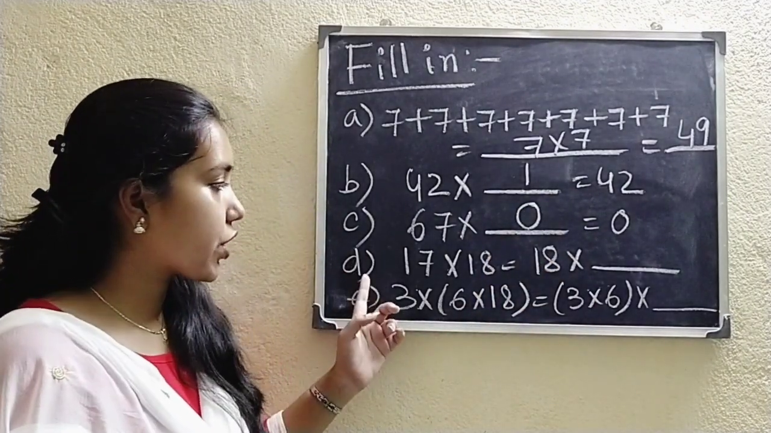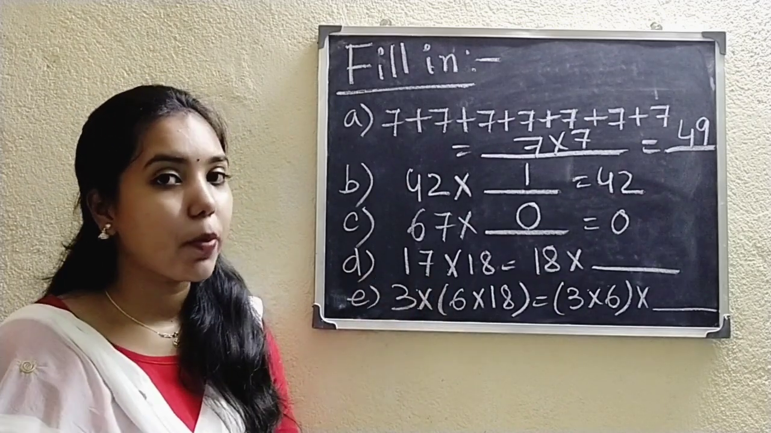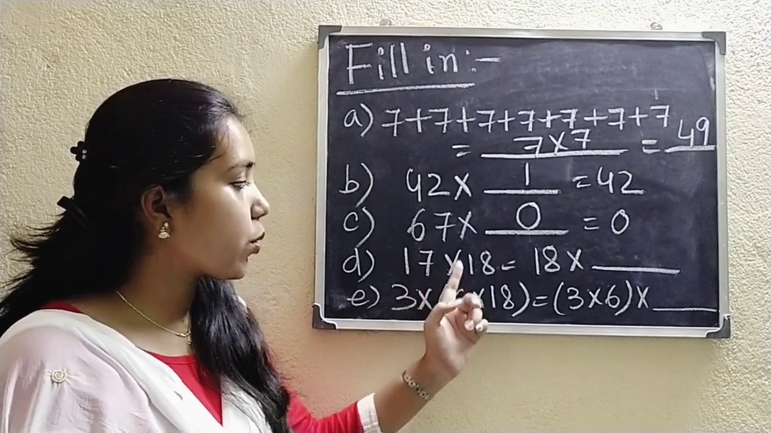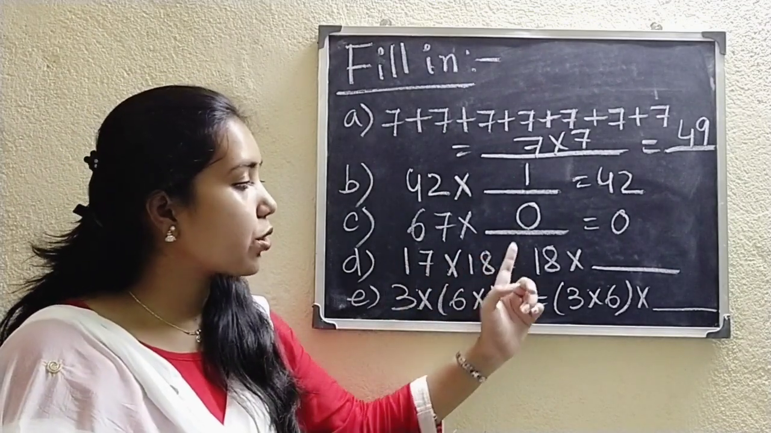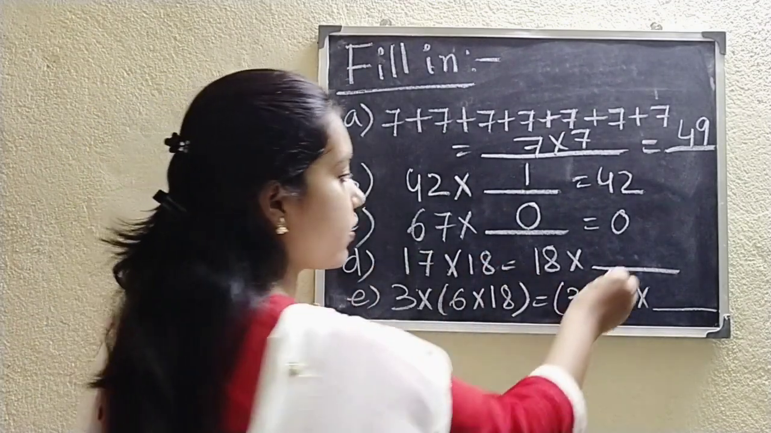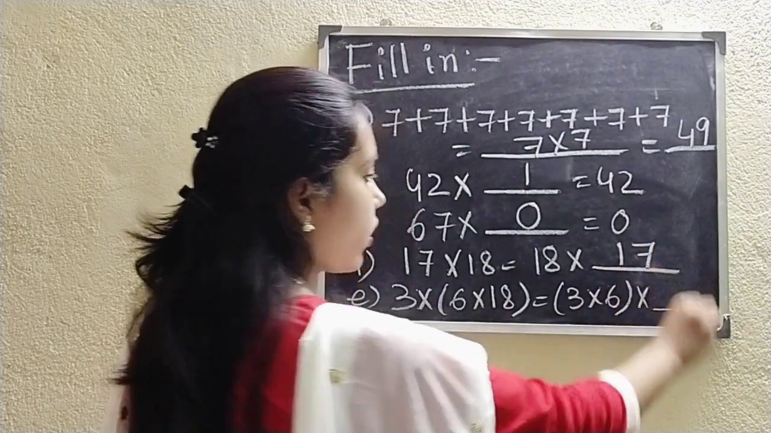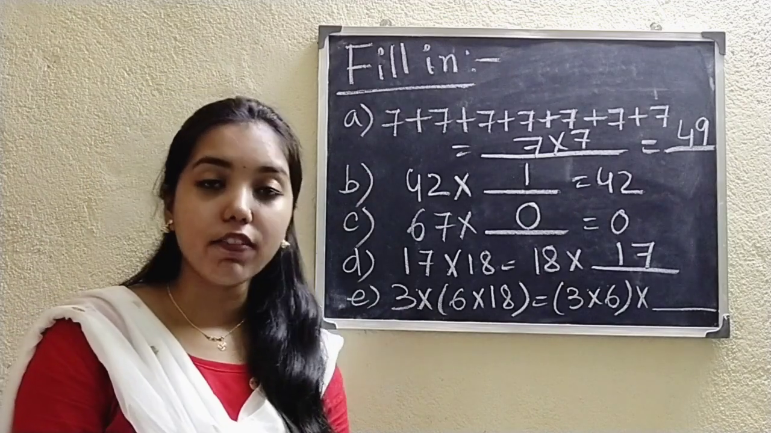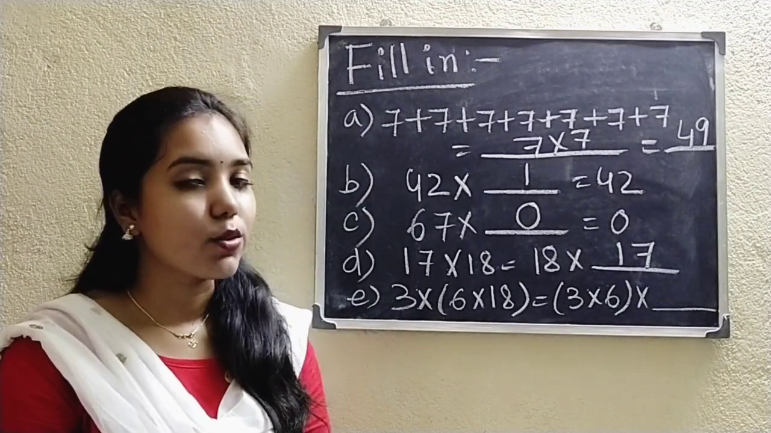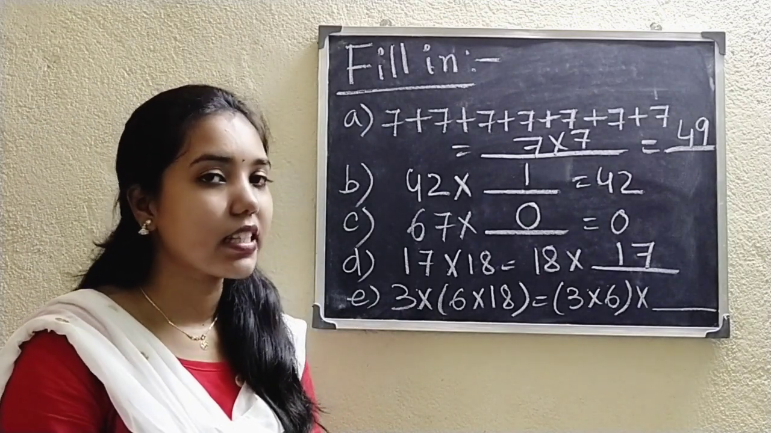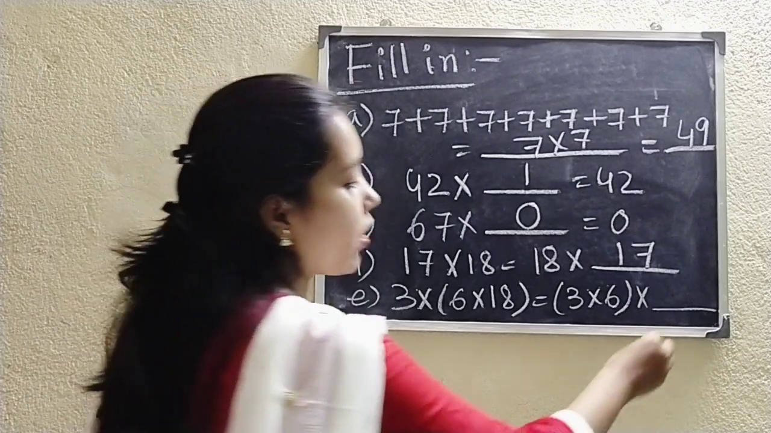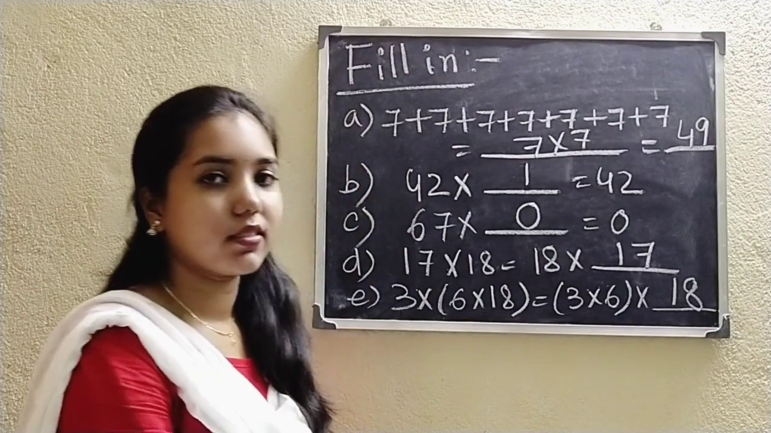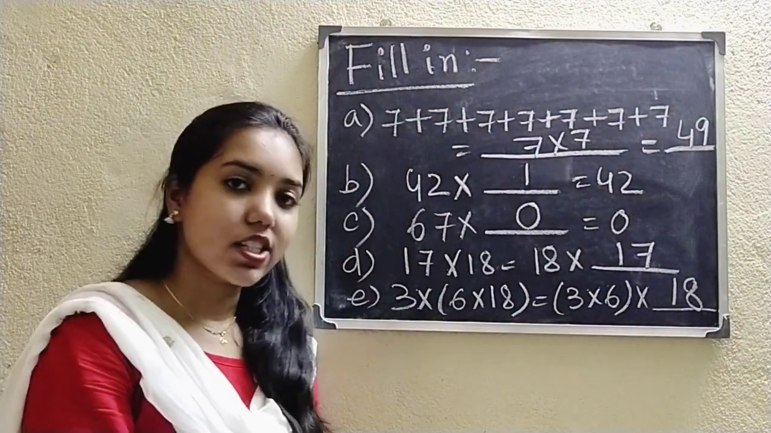Now in the fourth question, we will use the order property of multiplication. That is 17 into 18 equals 18 into 17. In the fifth question, we will use the grouping property of multiplication. By using this property, we can easily say that here the blank will be filled up by 18. Is it clear, students?